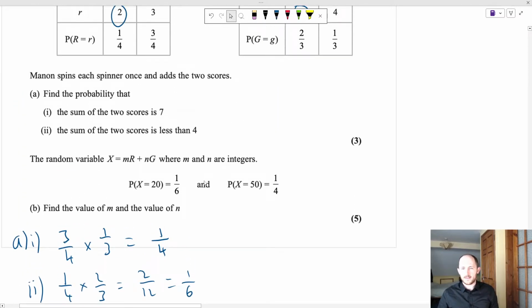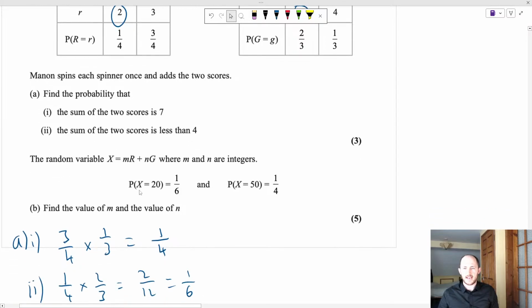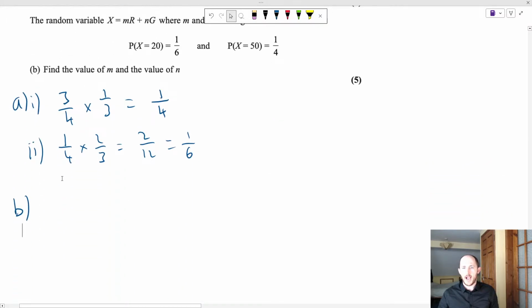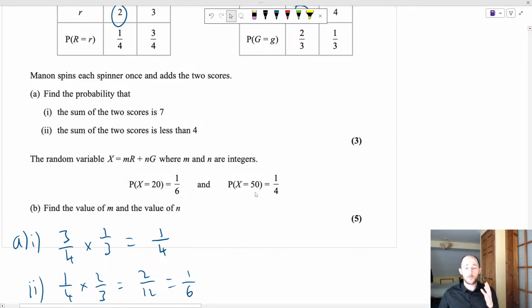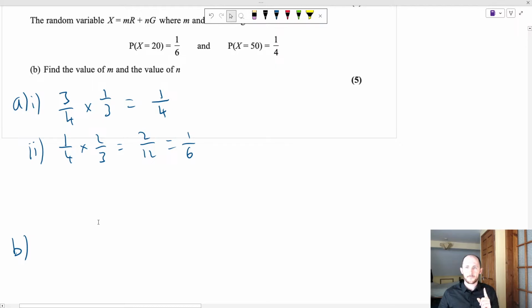So, this is where things are going to get a bit tricky. I need to remember how I did this. No, I'm joking. X equals MR plus NG, where M and N are integers. Probability of X is 20 is a 6th. Probability that X is 50 is a 1/4. So, here's what we've got to do. The way maths is structured in this new spec, and this is what I really like, is that part A helps part B. Pretty much always. If you notice, these probabilities they've given us are the answers to part A. There's a reason for that.